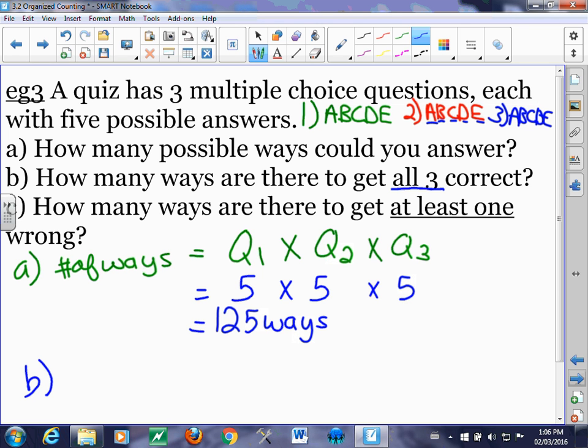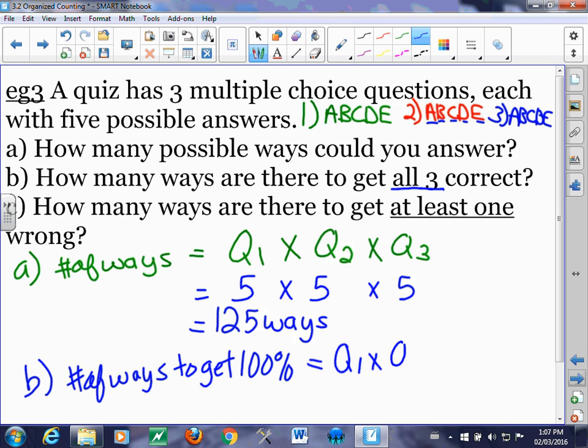Okay, so number of ways, another way to say all three correct is to get 100%, right? So 100% means you got them all. So number of ways to get all three correct is that you take a look at what's happening at question 1 times what's happening at question 2 times what's happening at question 3. Well, for each question, folks, how many right answers are there? There's only one correct answer. Same with question 2, and same with question 3.